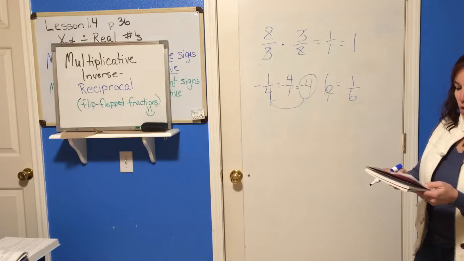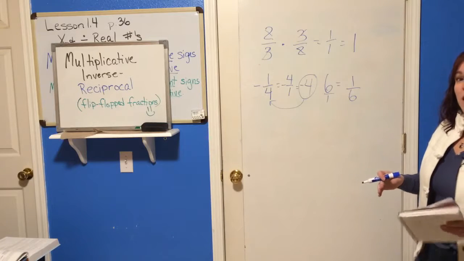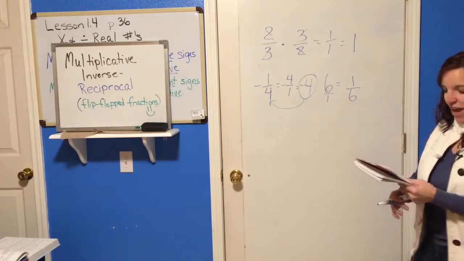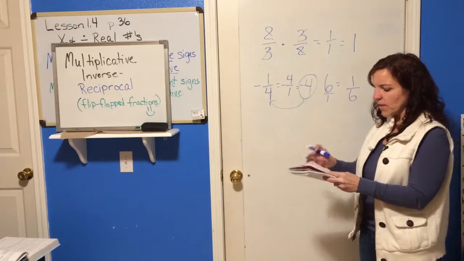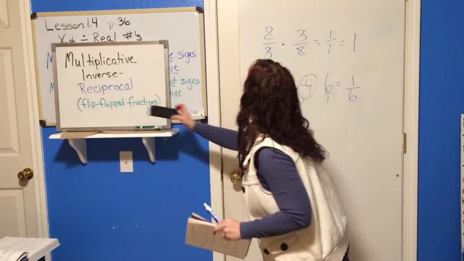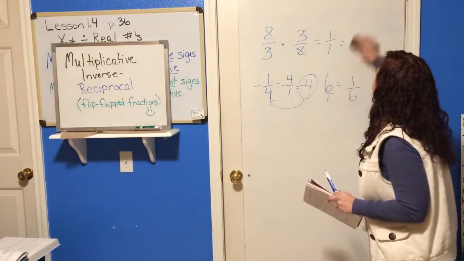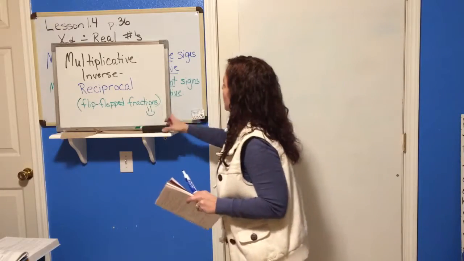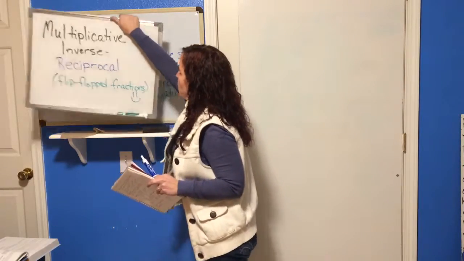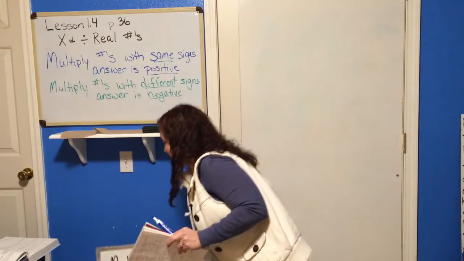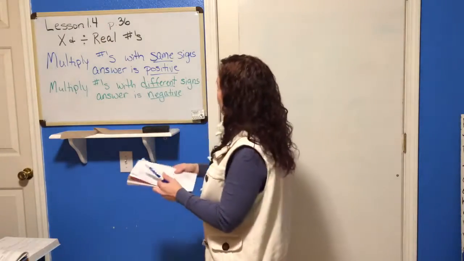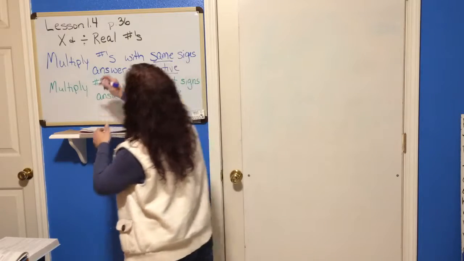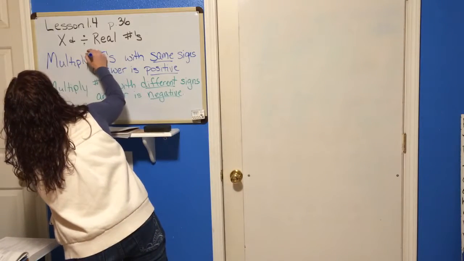The reason we need multiplicative inverse or a reciprocal is for when we're dividing by fractions. When you divide, you need to know, let me show you first. When you're dividing, the rules are the same as before. So add here, multiply or divide.